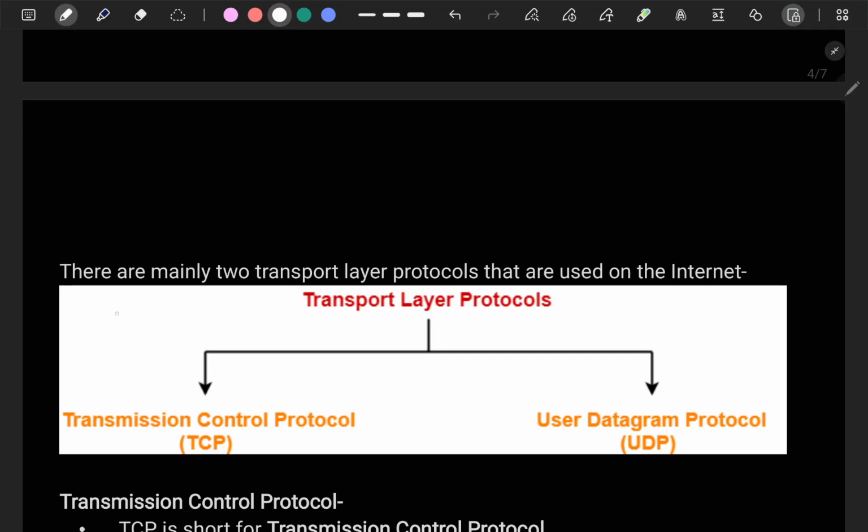So there are mainly two transport layer protocols that are used in the internet. You can see here there's transmission control protocol and user datagram protocol. We are going to focus upon this particular protocol, which is TCP. But before getting into TCP you have to know a few things about port number also. So we are going to discuss that part, then we will jump into transmission control protocol.